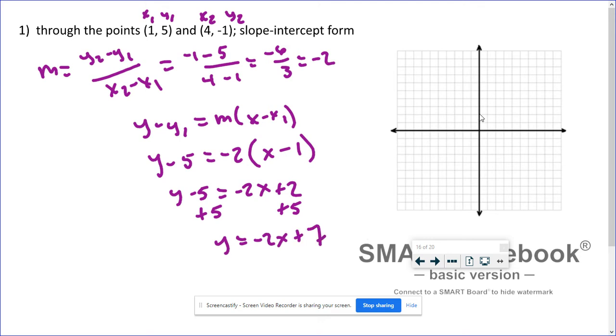And to graph it, just start with the y-intercept at 7, and then slope of -2 means down 2 and right 1. And then draw your line. If I was doing this on paper, I would be using a straight edge.